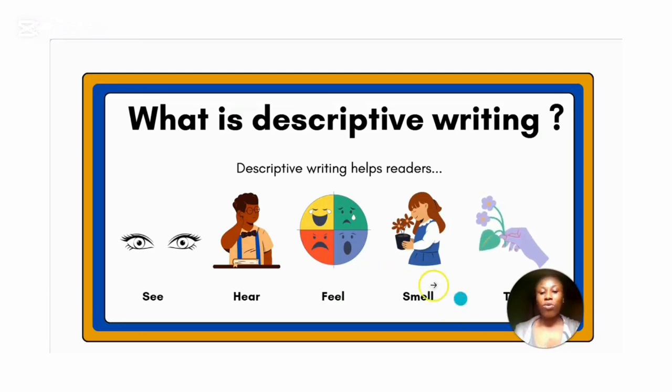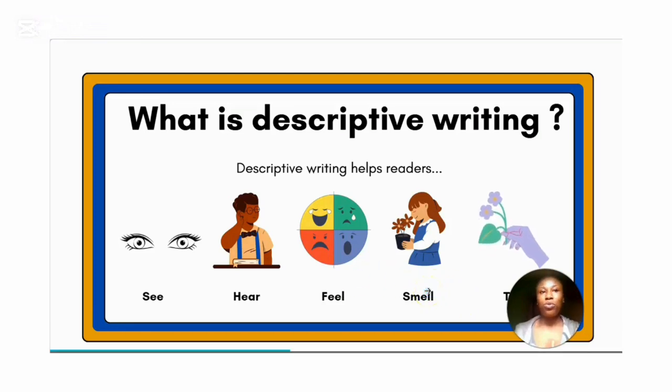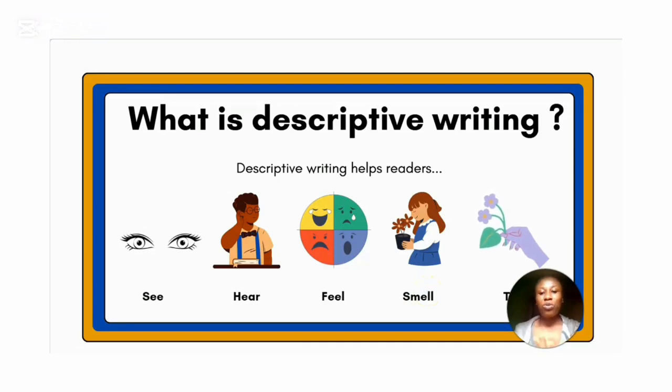Also, if you're talking about something that has to do with smell, your readers need to be able to perceive that smell. You need to use words creatively to express this, to capture the minds of your readers. Also, when you're talking about something that has to do with touch, right? Your readers need to feel it and touch it the way it is. Okay, so that's one thing about descriptive writing.